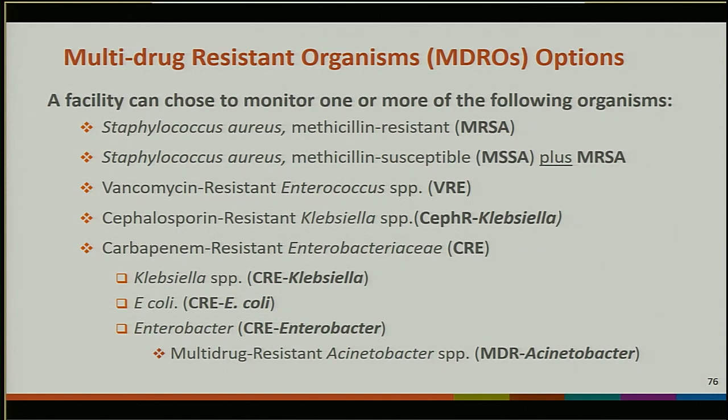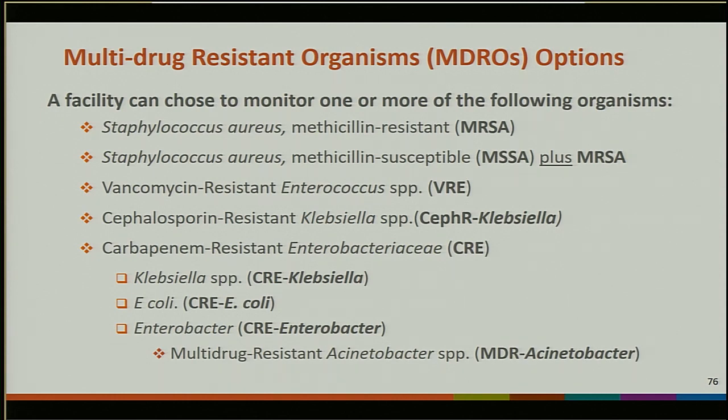Here is a list of the MDRO options available to you. So you have Staphylococcus aureus, methicillin resistant, or MRSA. You have Staphylococcus aureus, methicillin susceptible, plus MRSA. So what this means is if you're a facility and you are monitoring your MRSA, but you're curious at looking at your resistance patterns to see what percentage are susceptible versus what percentage are resistant, then you can choose to monitor both. But you cannot monitor MSSA by itself. You have to do it with MRSA, okay? But you can do MRSA by itself.